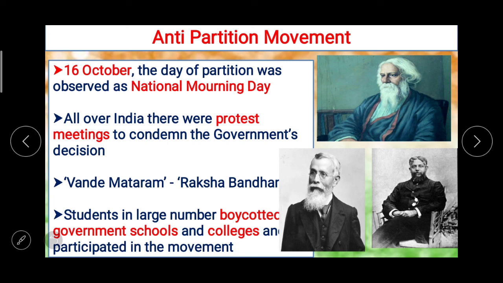Raksha Bandhan programs were held. Students in large number boycotted government schools and colleges and participated in the movement. The leadership of this movement was in the hands of Surendranath Banerjee, Anand Mohan Bose, Rabindranath Tagore and such other leaders. The extent of Indian National Congress increased due to this, and it became a national movement. Owing to the severity of dissatisfaction, the British annulled the Partition of Bengal.